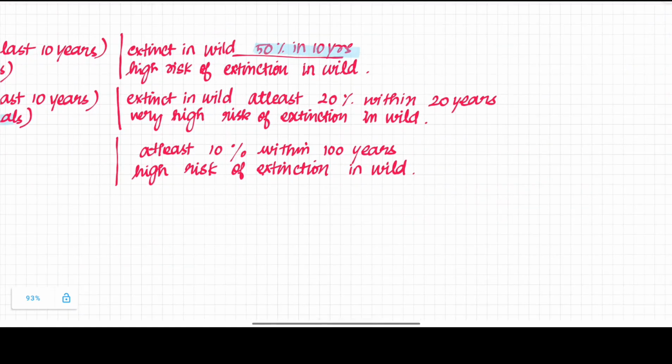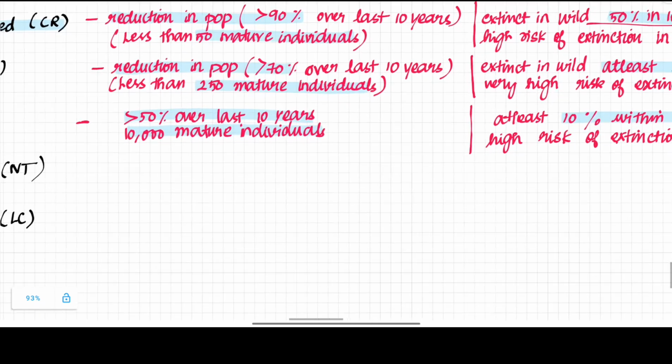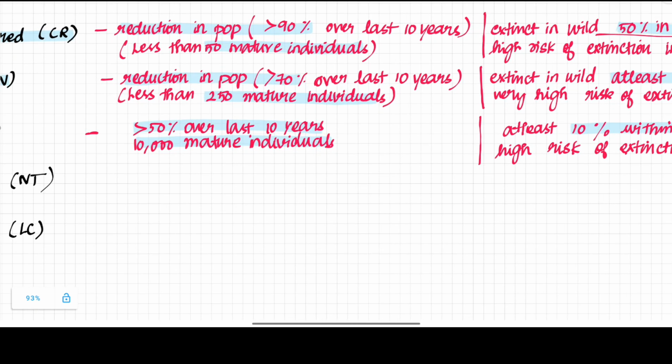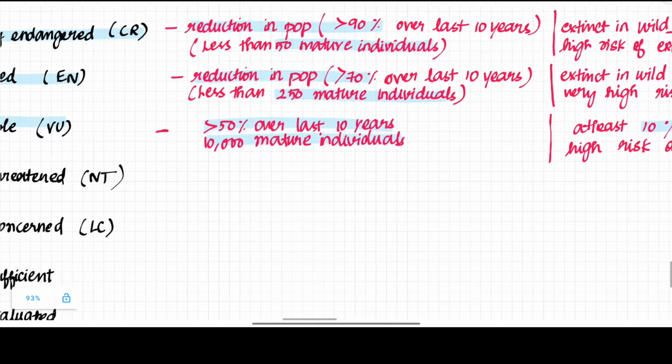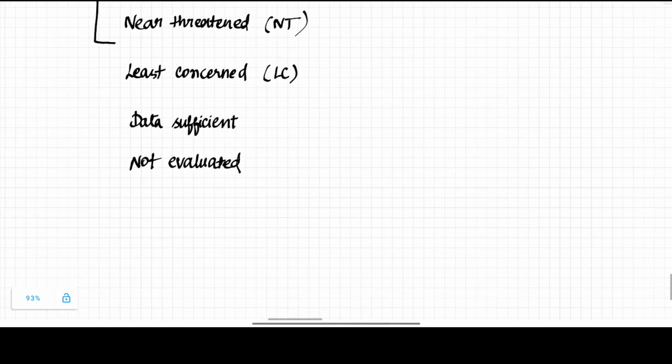Extinct in the wild: at least 50% in 10 years, at least 20% within 20 years, at least 10% within 100 years. The percentage is decreasing, but the years are increasing. Similarly, the percentages are decreasing, but the mature individuals are increasing. These are the things which we have to remember.